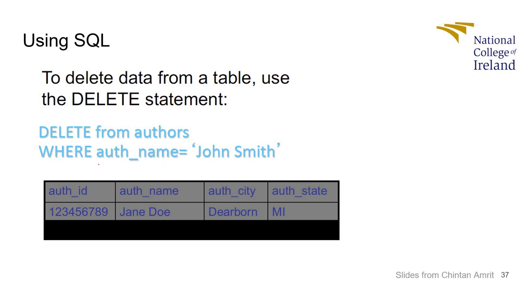To delete data from the table, we can use this delete statement. So we can delete from authors where author name equals John Smith, and that will delete all rows where the author name is John Smith. So we have to be careful with the delete statement.